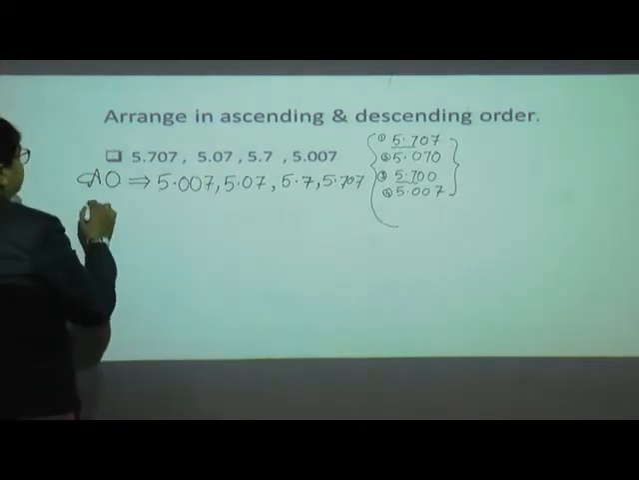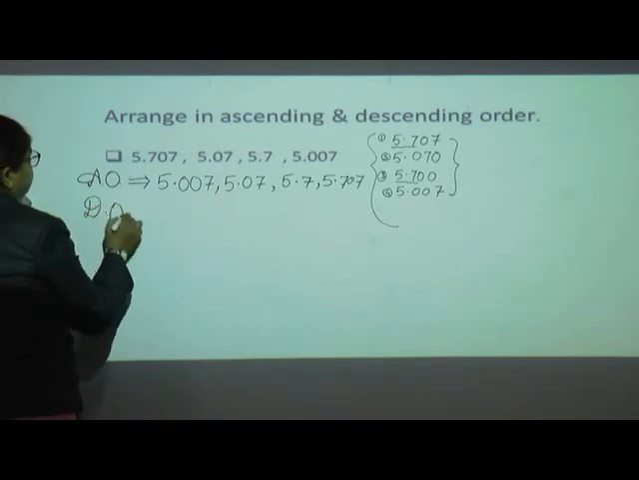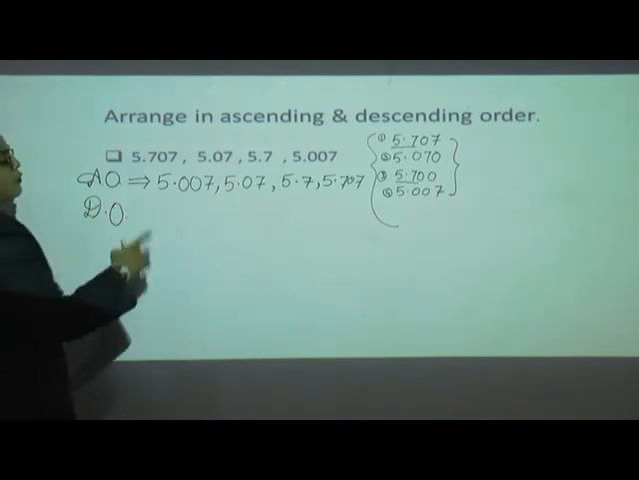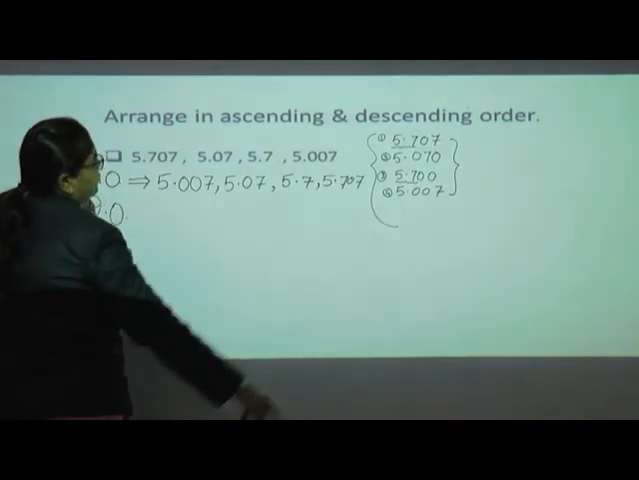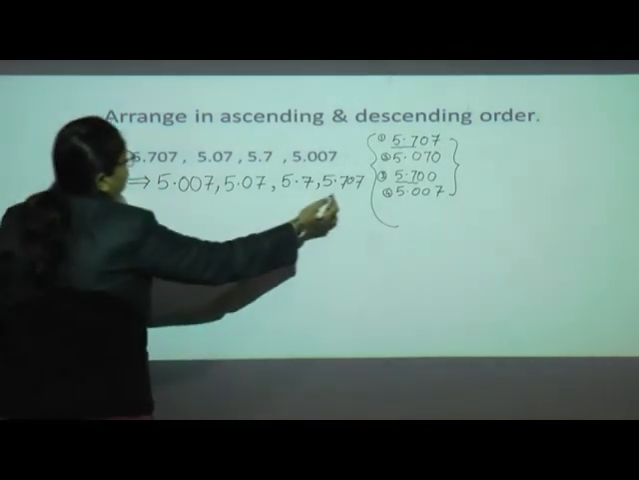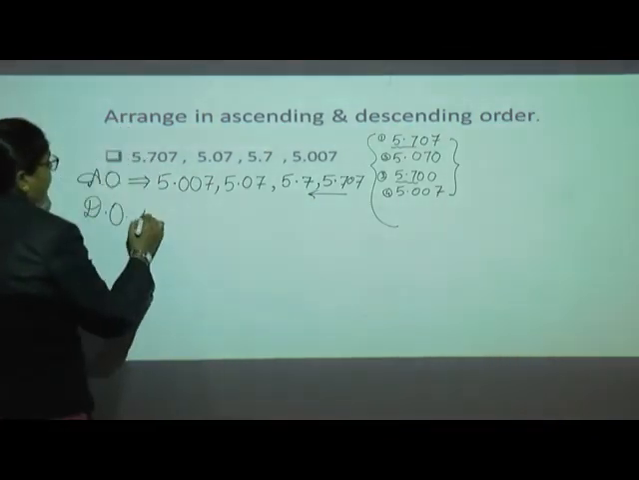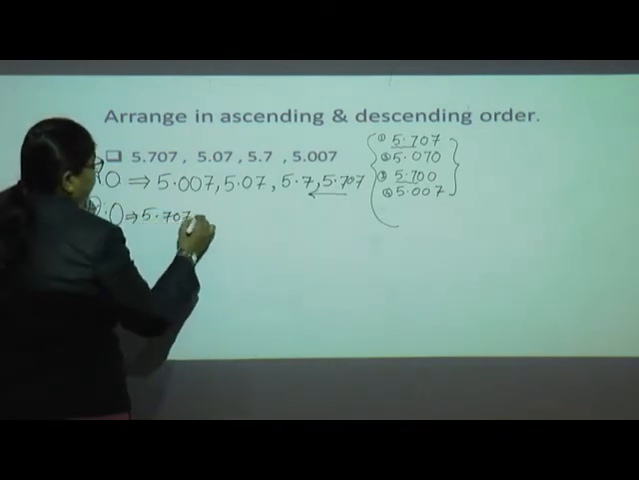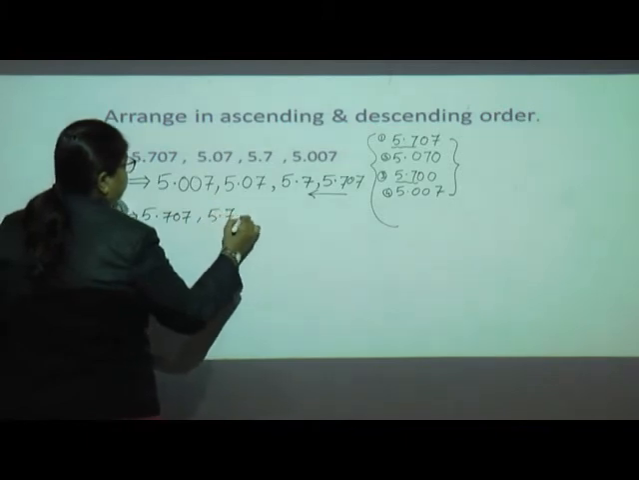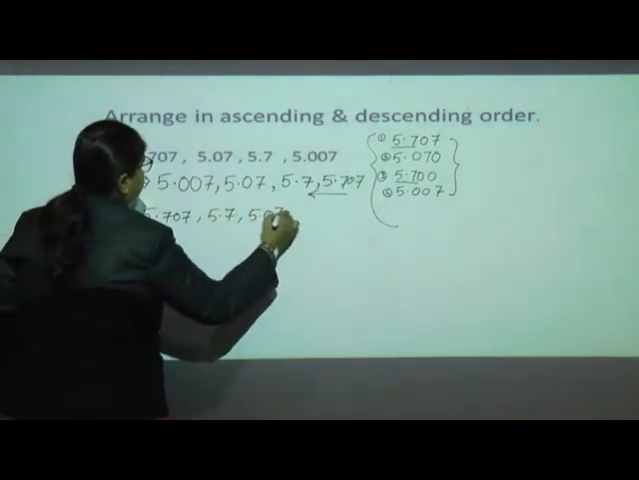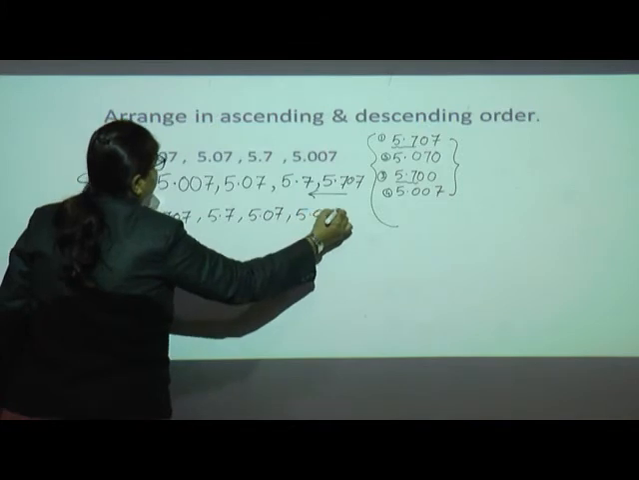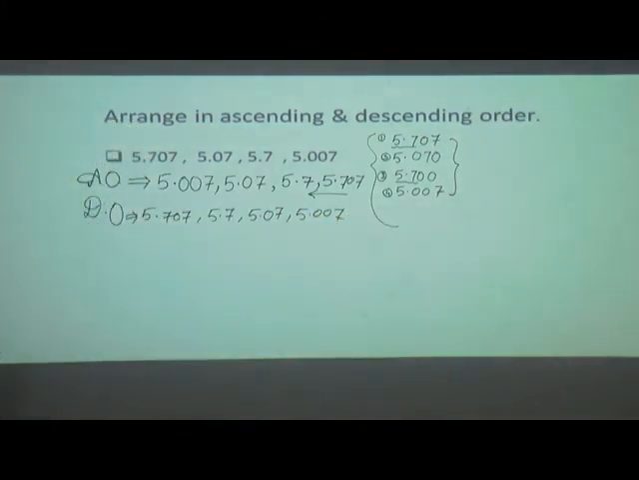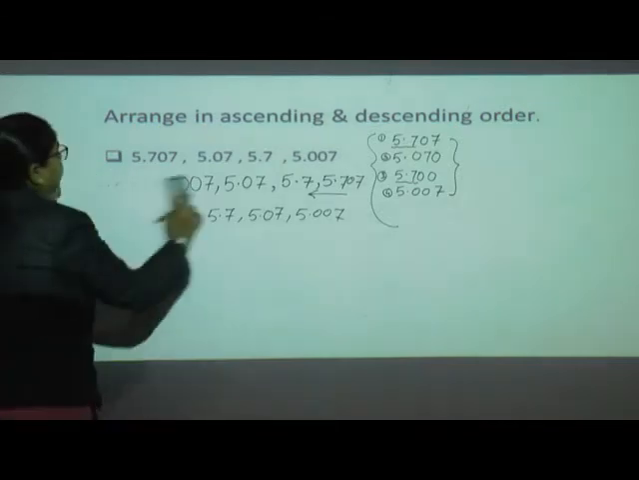What is the vice versa? It is descending order. So what do we have to write? First we will write the largest number, and then the smaller ones. So you can write it in the reverse form as 5.707, 5.7, then 5.07 and 5.007. So in one example sum only, we have tried to solve both ascending and descending.